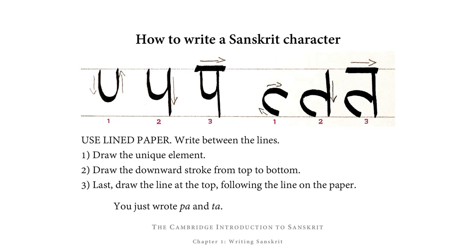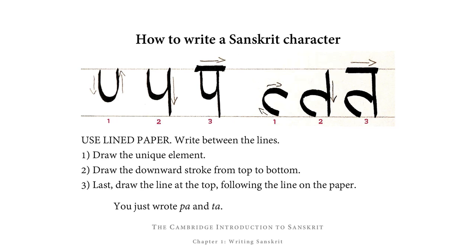And what you should do is draw the unique element first. Usually it would be hanging from the top line. You should then draw the downward stroke from top to bottom, going from the top line to the bottom line. And last, you should draw the line at the top, and that's done most easily if you follow the line on the paper. Now, I've done this here with two characters, namely pa and ta, and the arrows indicate the direction in which I write these elements.